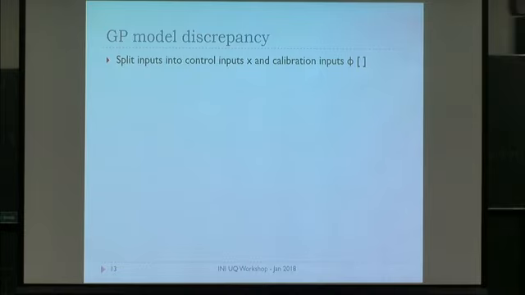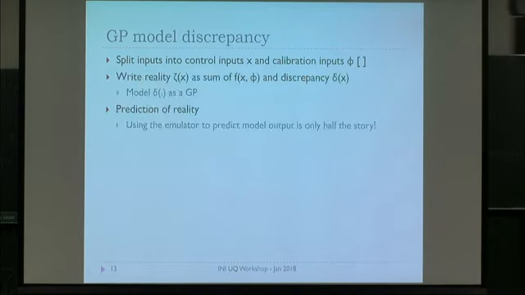So when we analyze this using the Gaussian process type tools, we first of all need to split the inputs, so we recognize those ones which are things to be learnt about through the calibration process, and those which are defining the various characteristics of the process that we're trying to simulate. So we're going to write reality as a sum of the function, the simulator, and the model discrepancy delta. And we're going to model delta as a Gaussian process. So it's another use for a Gaussian process. It's another function, so there's another thing we can put a Gaussian process on.